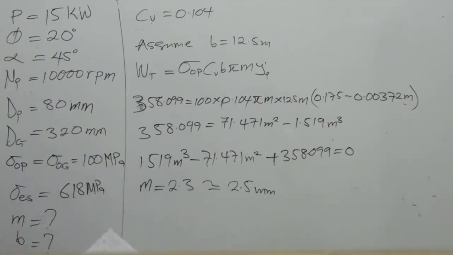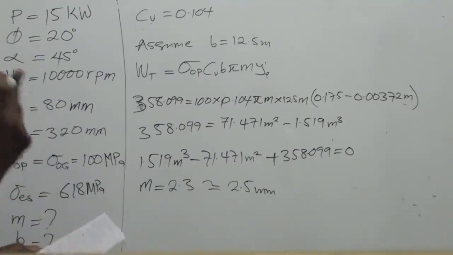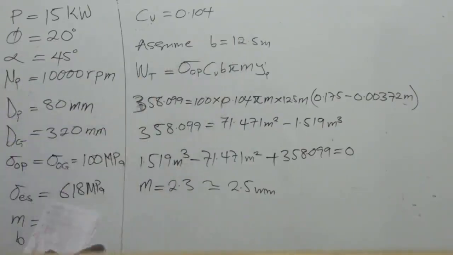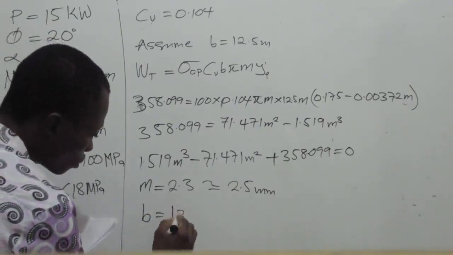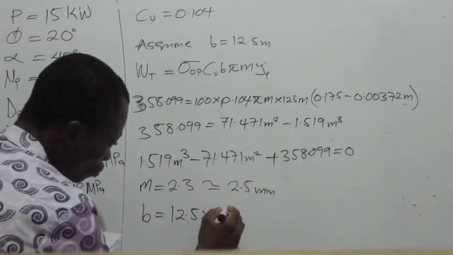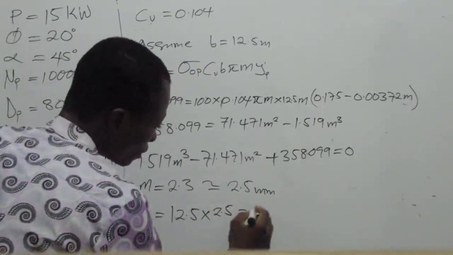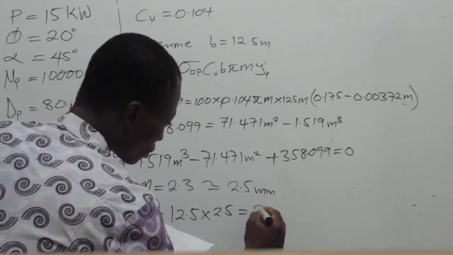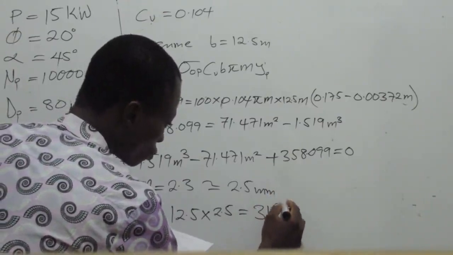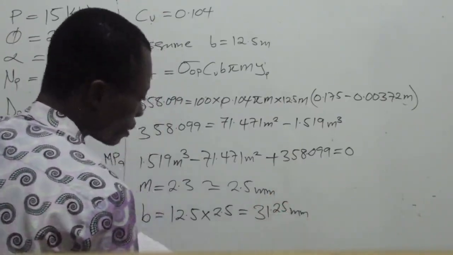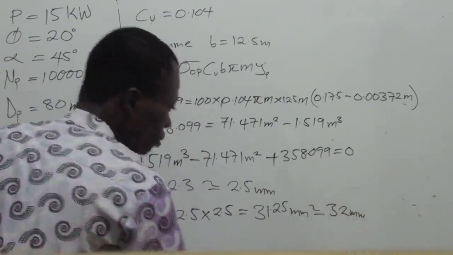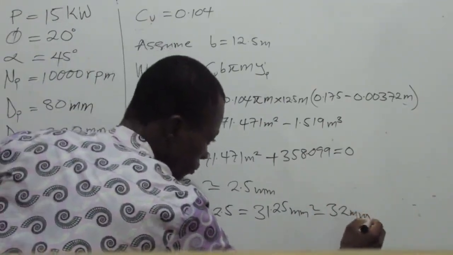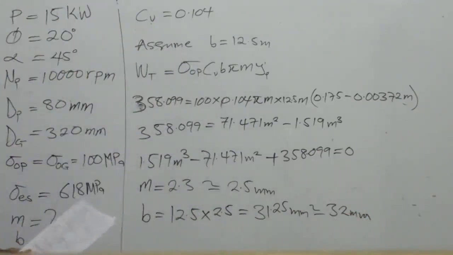Alright, having obtained the module, we can now calculate the face width. We assume that the face width is equal to 12.5 m. So we can say that from here B, the face width, is 12.5 times 2.5, and that will give us 31.25 millimeters. You can approximate it to 32 millimeters. So we have our face width as 32 millimeters.